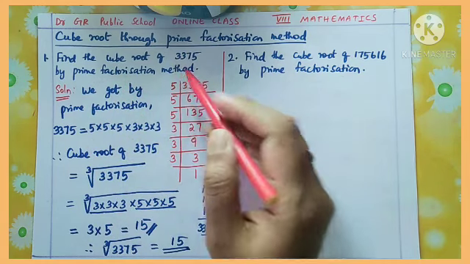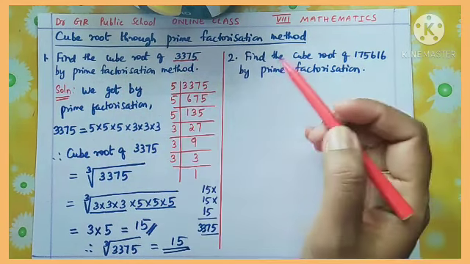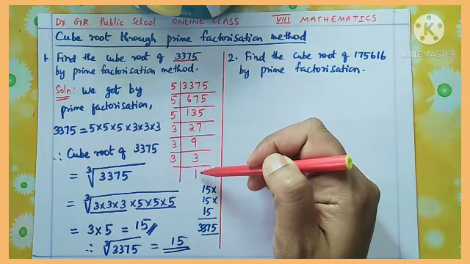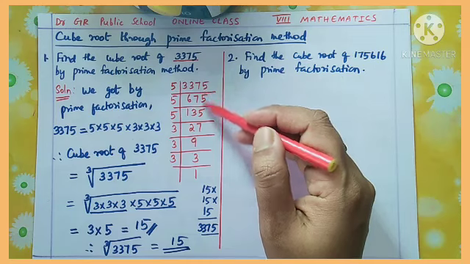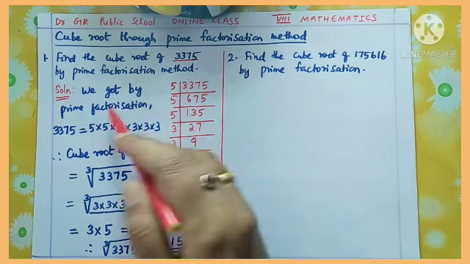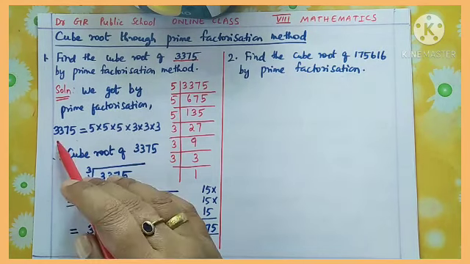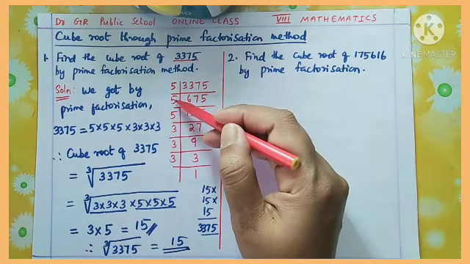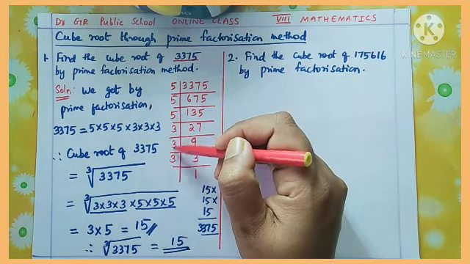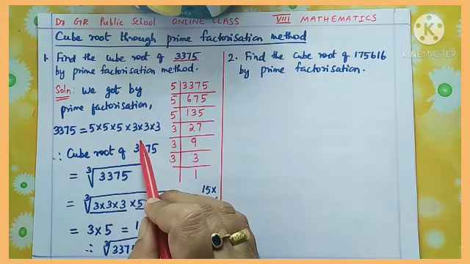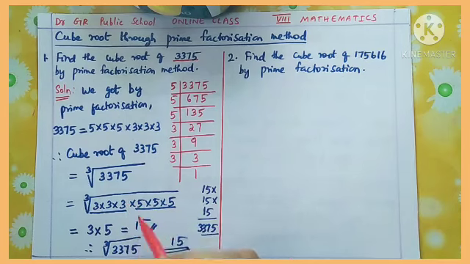So our given number is 3375. All of you do the prime factorization, that you know already. After doing the prime factorization, you have to write all the factors. See, 5 into 5 into 5, 3 into 3 into 3. So each factor is in 3 times, triplets. So how to write the answer?